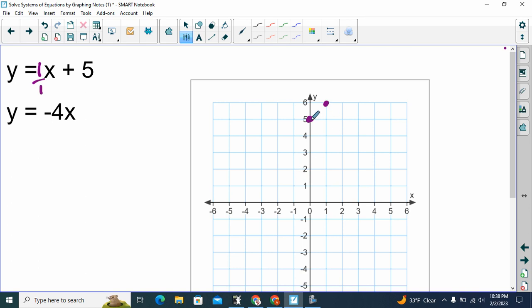Those 2 points are great. We probably should get some more over here somewhere. Staying on that same line, so I went up 1, right 1. I could go down 1, left 1. Also has a positive slope. And again, I'm going to fill up the entire graph that's given, and we can draw our line in there.